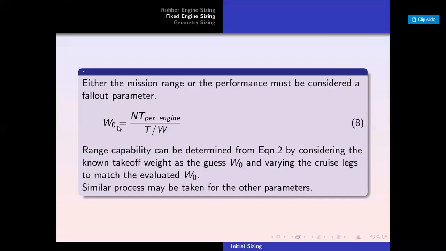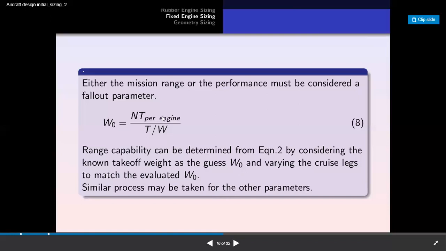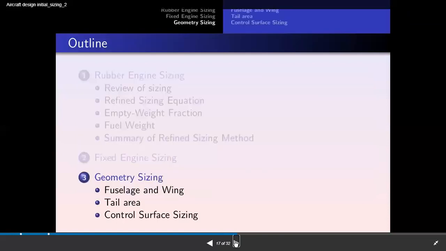Here is what happens. Total design gross weight, and per engine how much thrust will be produced. N is the number of engines, and T by W is the thrust to weight ratio. According to the output of the engine thrust, we calculate the thrust to weight ratio, whether it is a 2 engine, 3 engine, or 4 engine. It depends upon that. And then geometry sizing, how are you going to do the geometry sizing here.